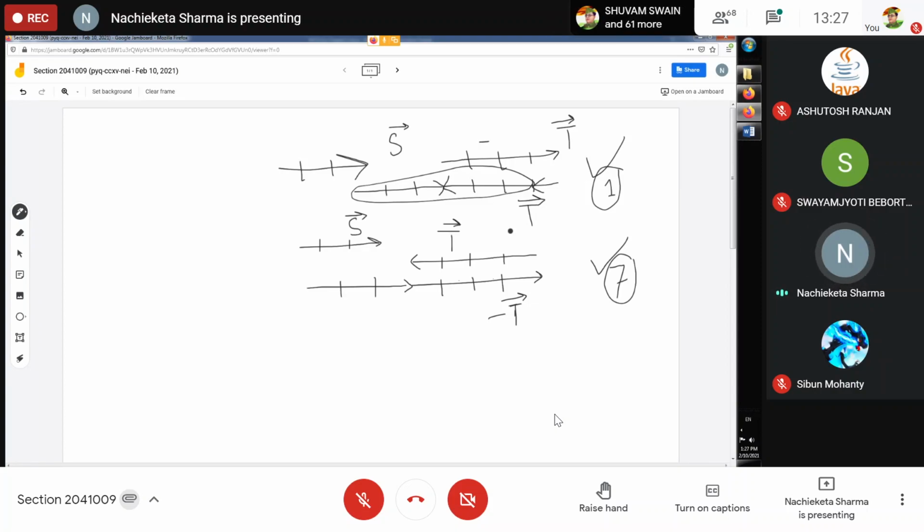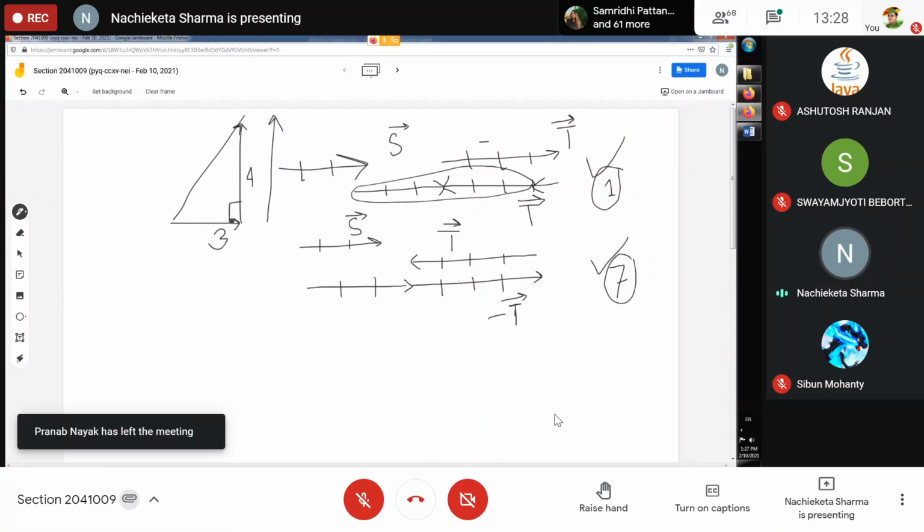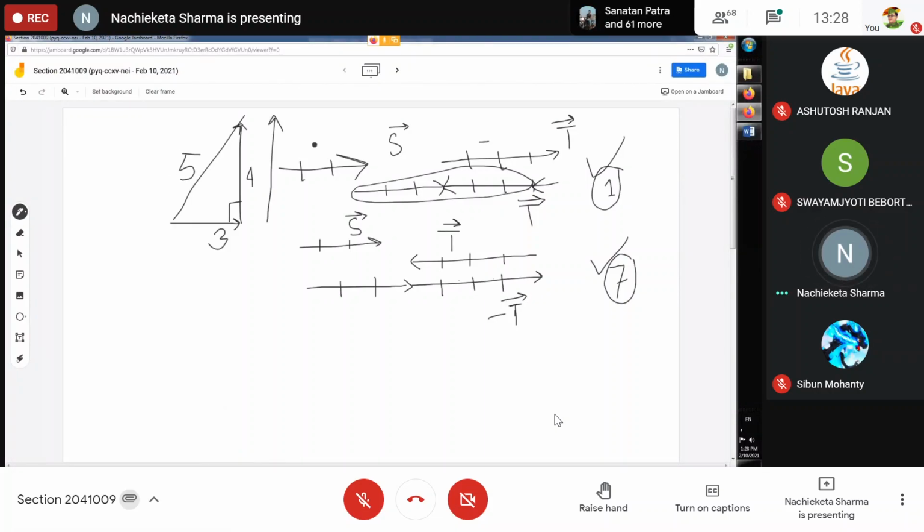And when will it be 5? Suppose S is like this and T is initially like this. Then I will find out the resultant. The resultant will be this hypotenuse, isn't it? This is 3, this is 4, angle is 90 degrees. So square root of 3 square plus 4 square is 5. So 5 is possible, 1 is possible, 7 is possible, and all values between 1 to 7 are also possible. But less than 1 and more than 7 is not possible. Negative value is not possible because magnitude cannot be negative.